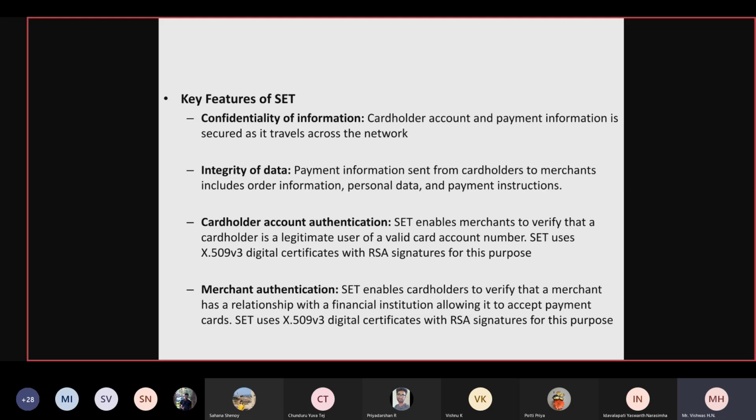These are the key features of SET. Do you have any questions here? No, sir. Okay.